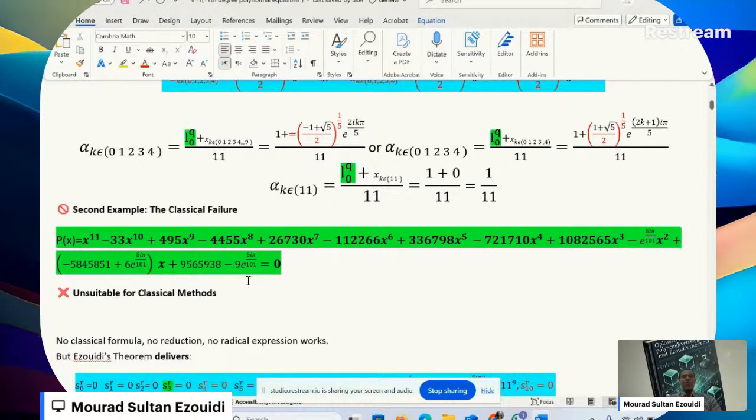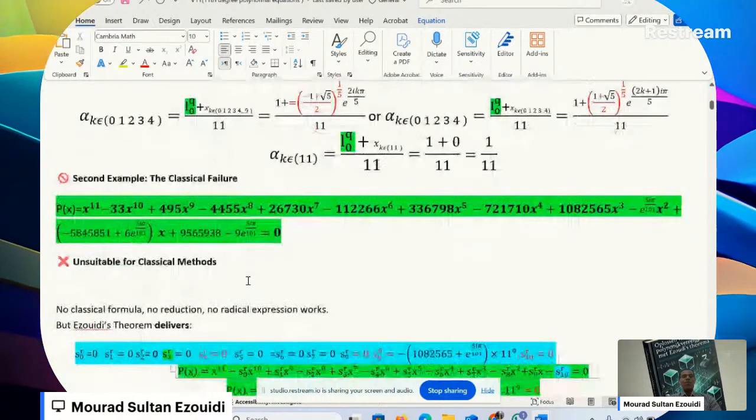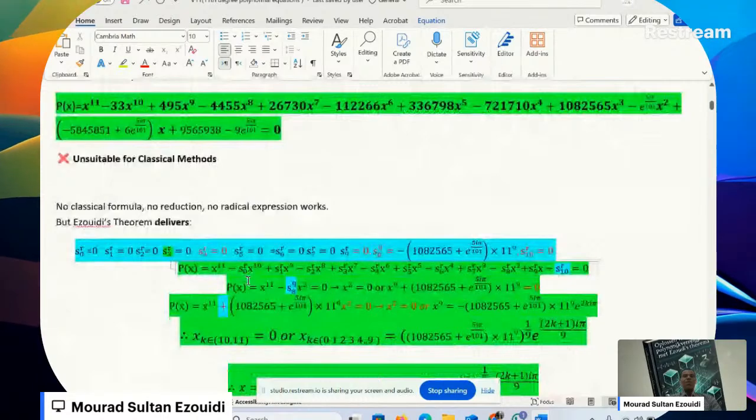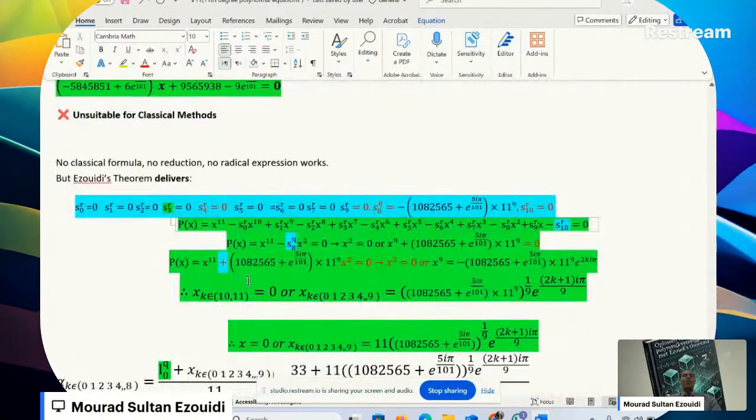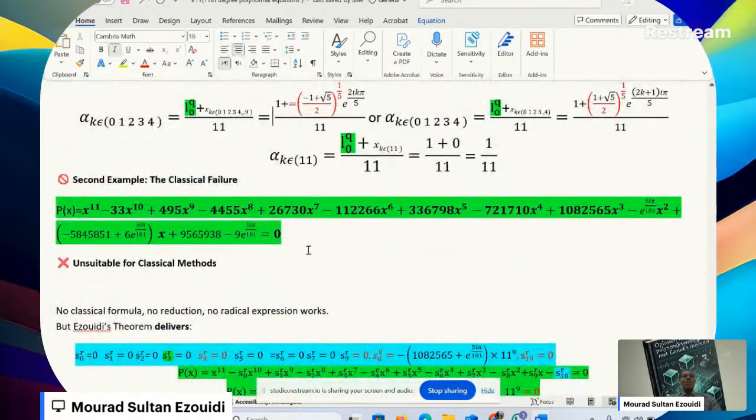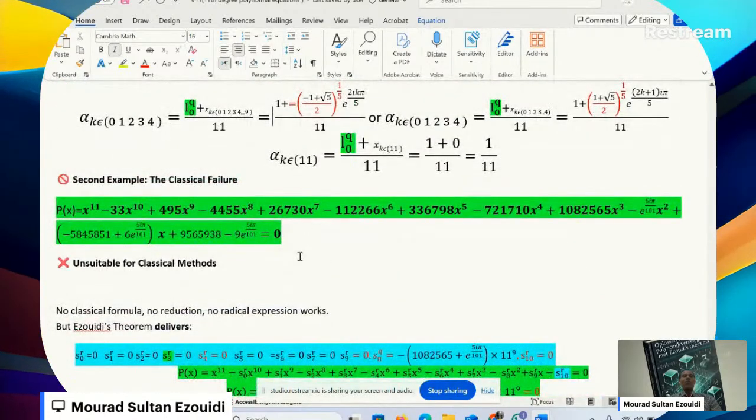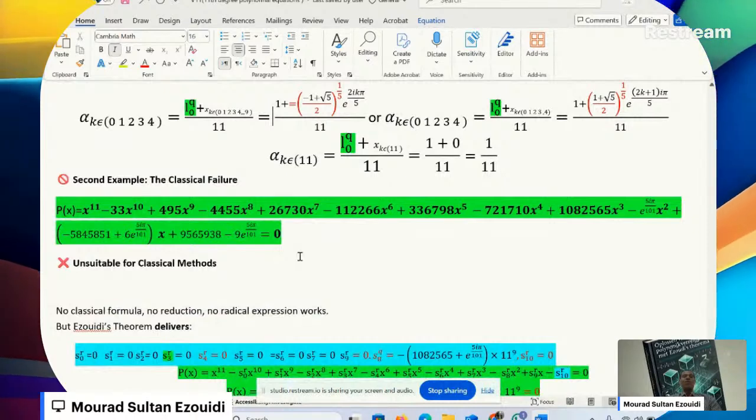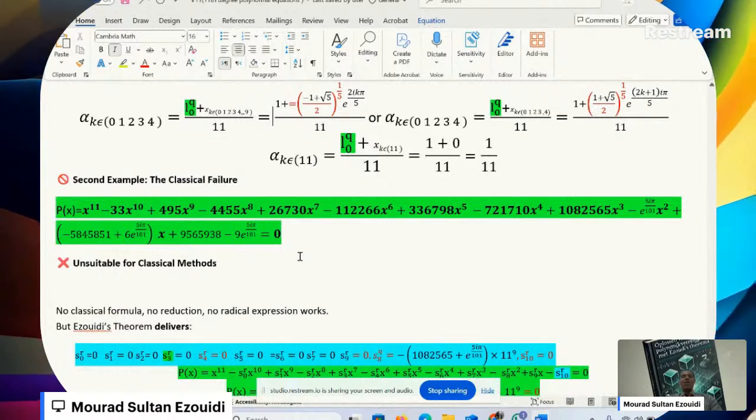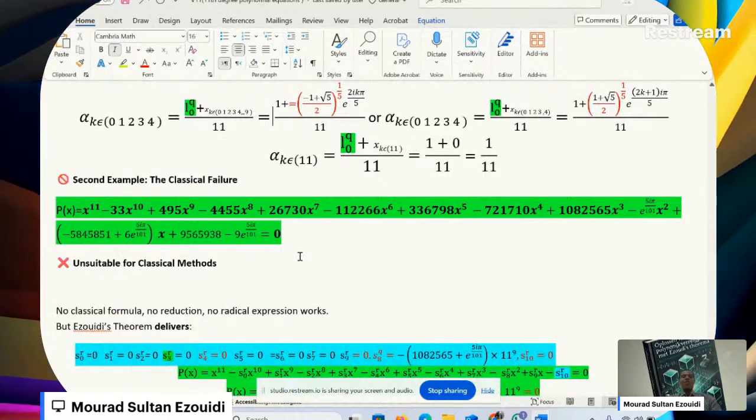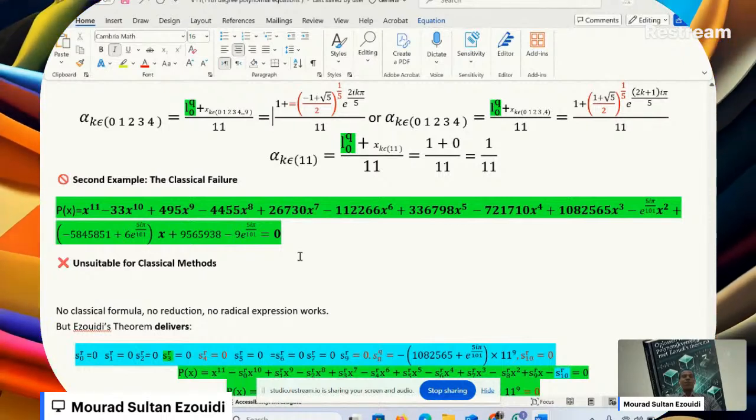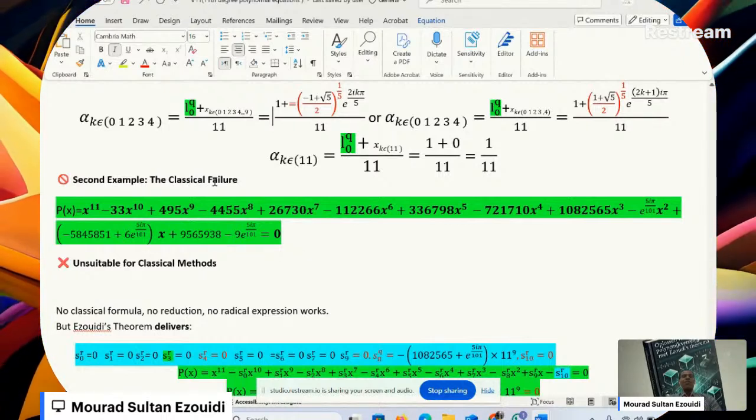You can see this one. This is our 10 to the power 11. It is unsuitable for classical methods. This 10 to the power 11 is unsuitable, not good for classical methods. It will bother all these methods. So, second example, the classical failure.